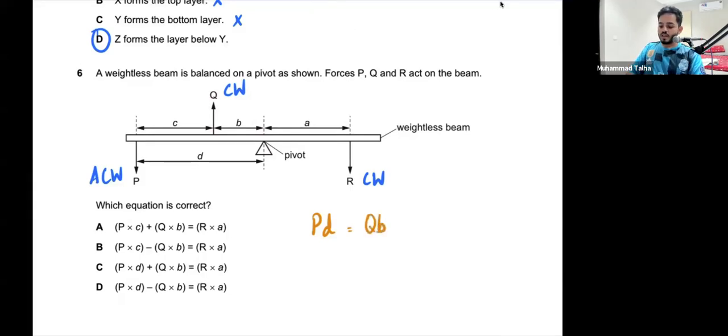And then for the last one, if we look at this, so it's the clockwise moment again. So R times its distance from the pivot, which is RA. Now I just need to see which equation, which choice fits in with this. So it's definitely not this, definitely not this, definitely not this. It's this. This is just rearranging this equation so that QB is on the left and so that it subtracts.